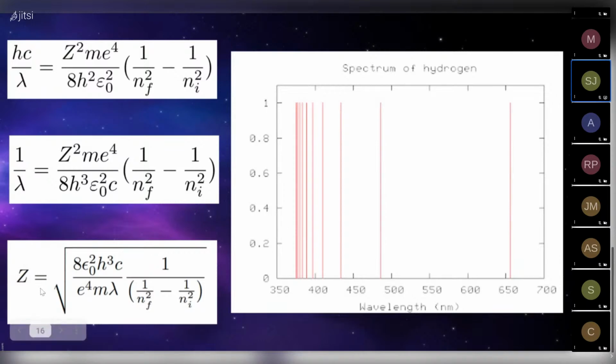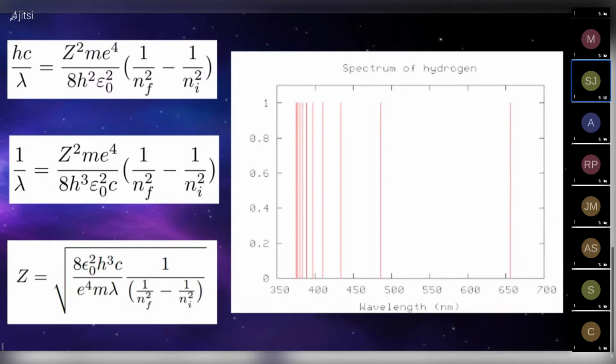If they do this and get the value of Z to be constant, then they can finally say that this light source came from this element. So this is how astronomers or scientists find out the content, or the matter, that is present in distant celestial objects.